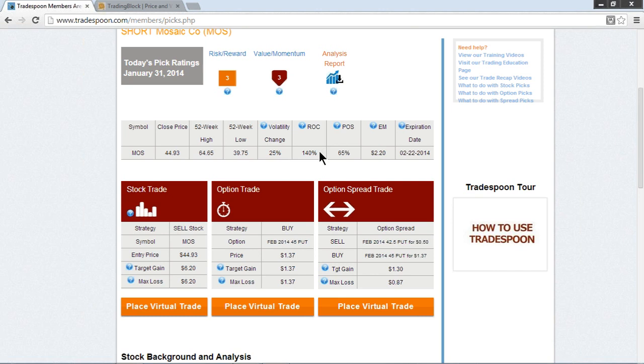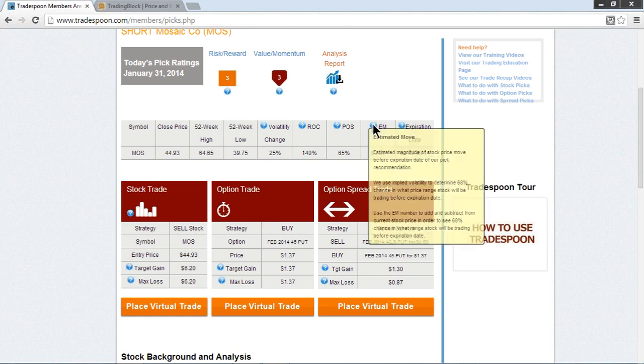The return on capital for the positions that we're putting out there, specifically the option positions, is around 140%. The probability of success is coming in at around 65% at this juncture. We have the estimated move going into February expiration. February 22nd is the expiration of the options we're going to talk about today. We have that estimated move coming in at 220. And as always, if you need an explanation of how we came up with these different calculations, please hover over the question marks.